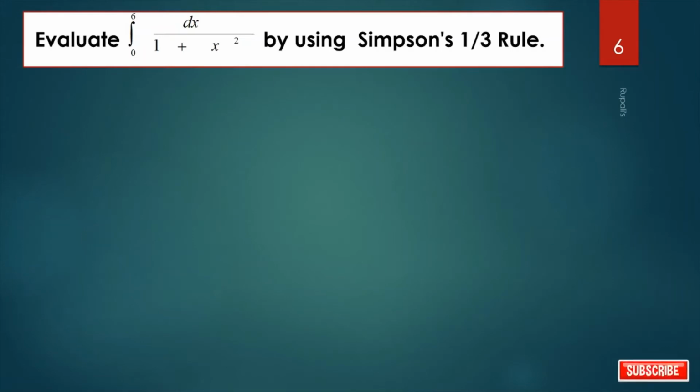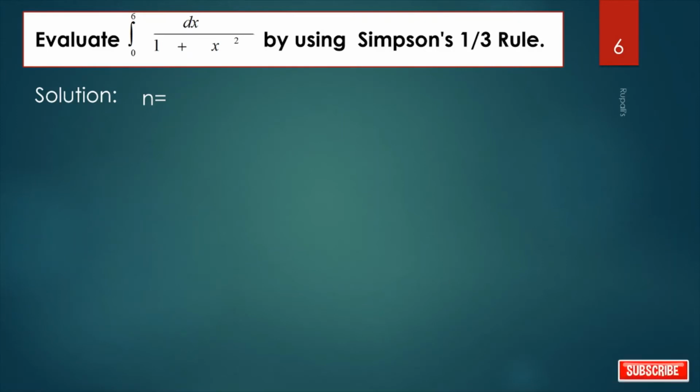The problem is: evaluate the integration from 0 to 6 of dx divided by 1 plus x square by using Simpson's one-third rule. Now the solution. First you have to choose the value of n. What is the value of n? It is not mentioned in this problem. If it is mentioned, then it is okay. Otherwise you have to choose n.